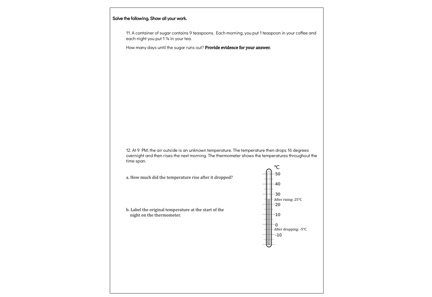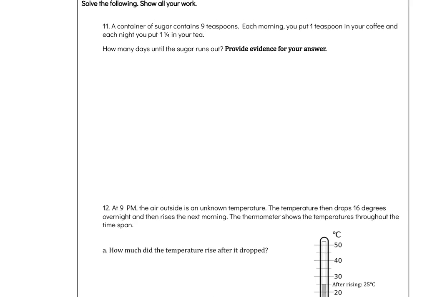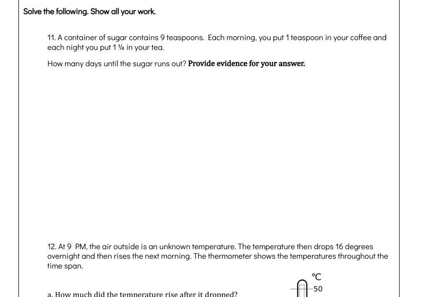All right, two more here. Number 11 says a container of sugar contains 9 teaspoons, and each morning you put 1 teaspoon in your coffee, and each night you put 1 1/4 in your tea. How many days until the sugar runs out? Provide evidence for your answer.